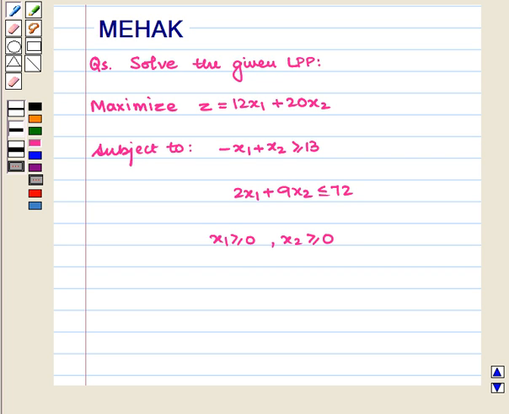In this session, we are going to discuss the following question. The question says: solve the given linear programming problem, maximize z equal to 12x1 plus 20x2 subject to minus x1 plus x2 is greater than equal to 13, 2x1 plus 9x2 is less than equal to 72, x1 is greater than equal to 0 and x2 is greater than equal to 0.